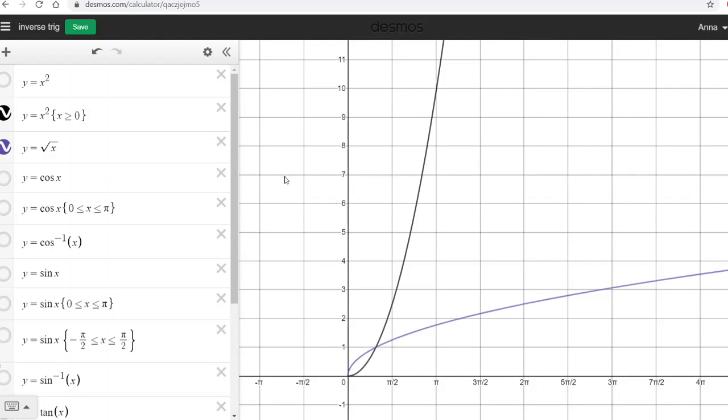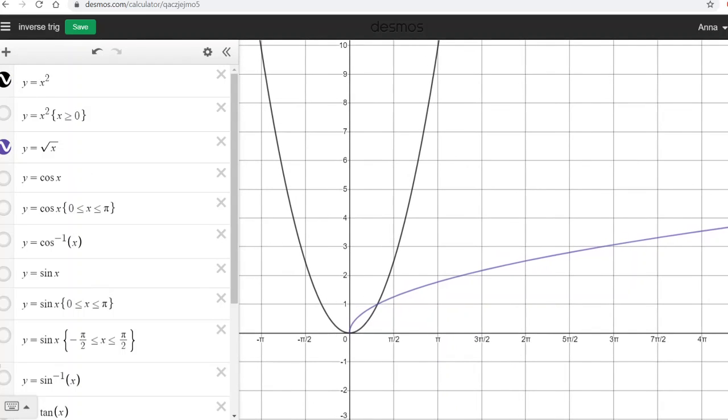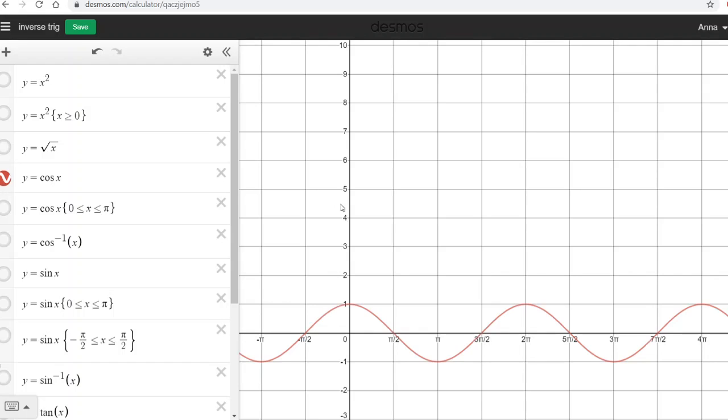And so if you look at the inverse, what's the inverse of x squared? It's the square root of x, right? And the inverse function corresponds to that, right? If you look at the original function, it doesn't really match up with the inverse function. So the inverse function is not really the inverse of x squared, it's the inverse of x squared with this domain restriction. So similarly, let's look at the graph of cosine.